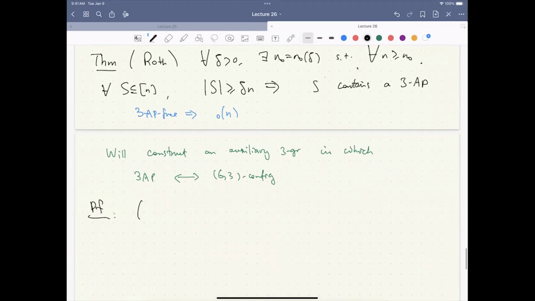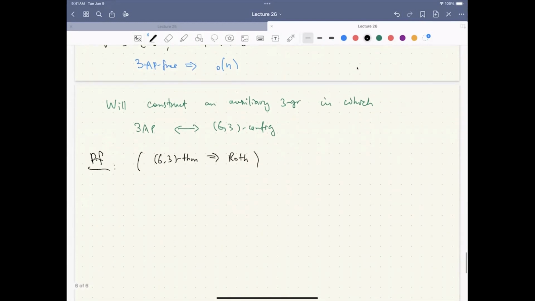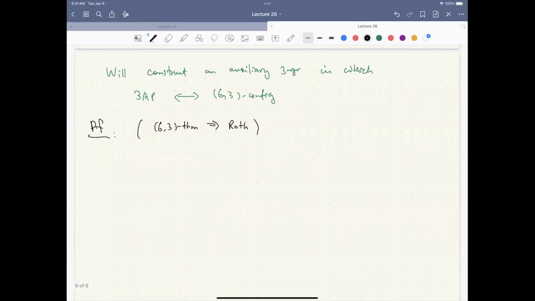Here's the proof that 6-3 implies Roth. So the hypergraph we are building is like this. And we're going to build a uniform tripartite hypergraph.